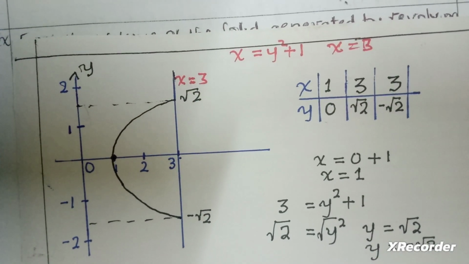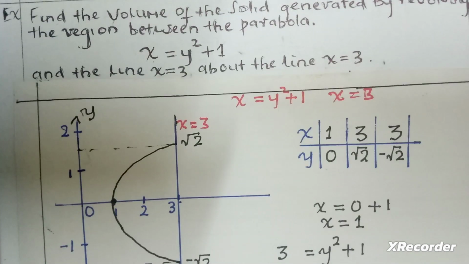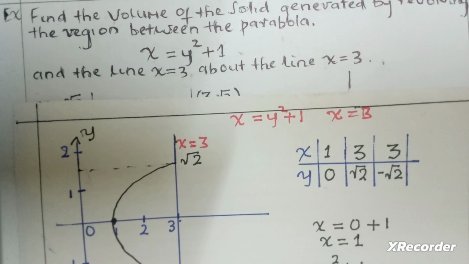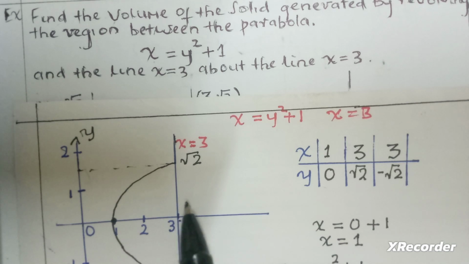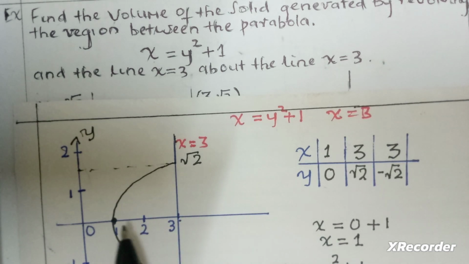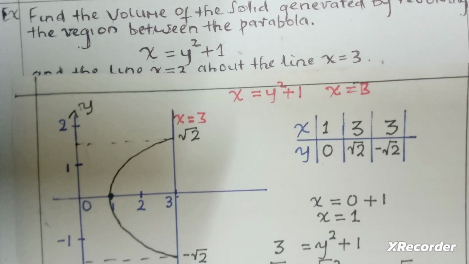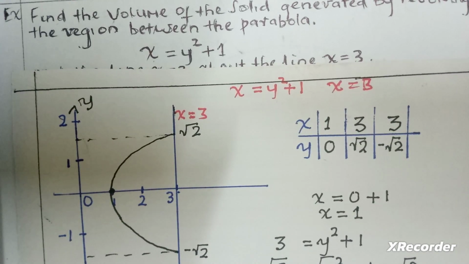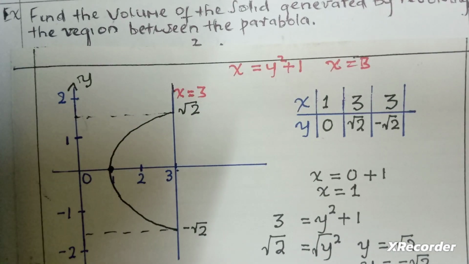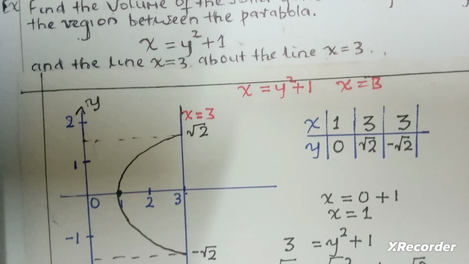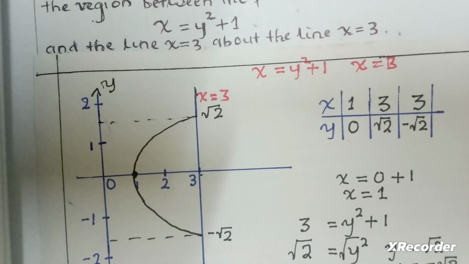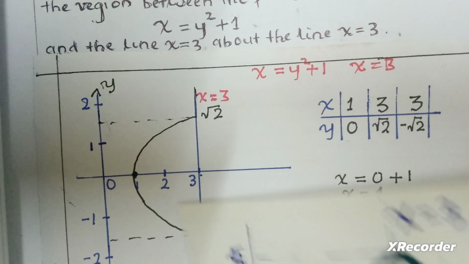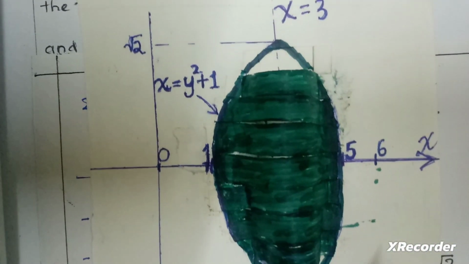And now, guys, the region is supposed to be rotated about this line. When it is rotated about that line, it is going to form a solid which is cylindrical, only that it is irregular. So guys, it is going to look something like this. This is what we are going to expect to have.